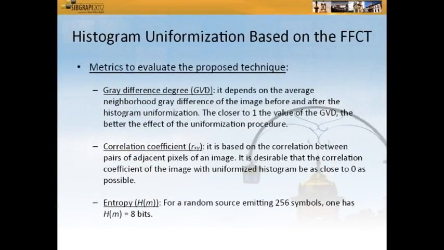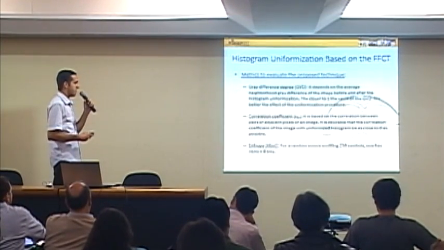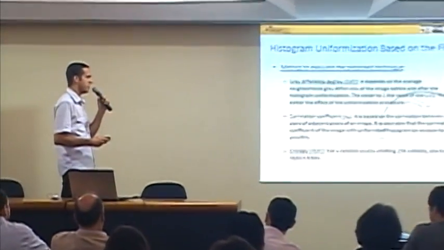Okay, in our paper, we use some metrics to evaluate the proposed technique. The expressions of these metrics are given in the paper. The first metric is the gray difference degree, the GVD, which depends on the average neighborhood gray difference of the image before and after the uniformization procedure. The closer to 1 the value of the GVD, the better the effect of the uniformization procedure. We also use the correlation coefficient, and we also compute the entropy of the uniformized images.